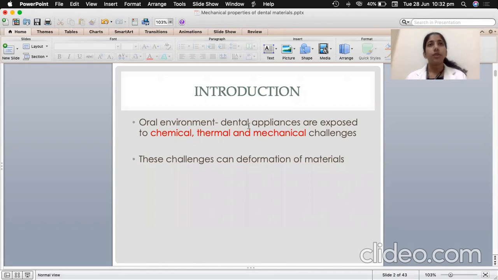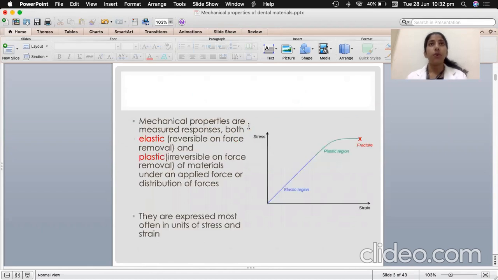These challenges can deform the material. So we should know the mechanical properties of the material before we introduce it into the patient's mouth, so that we will know how that material will respond to the changes happening in the patient's mouth. So mechanical properties are measured responses. They can be either plastic or elastic.